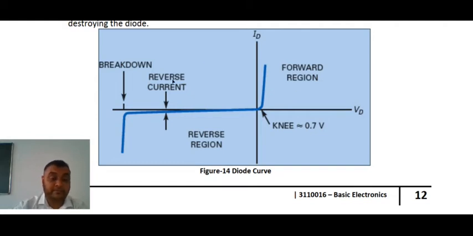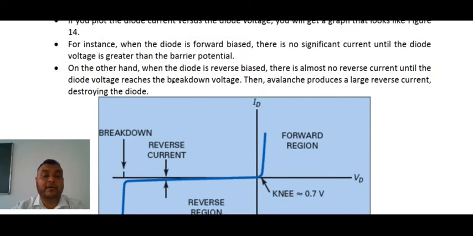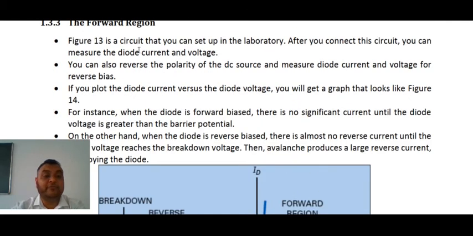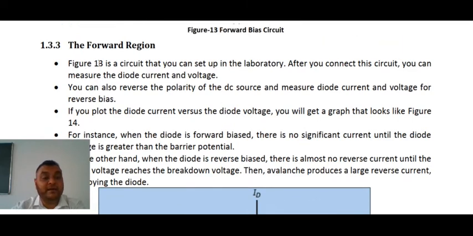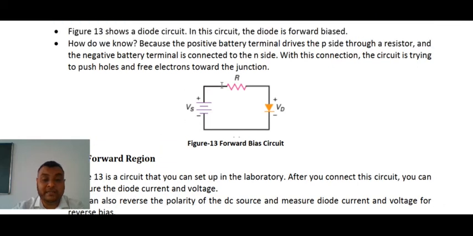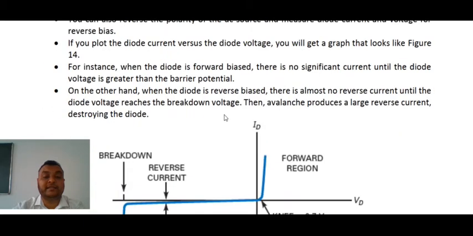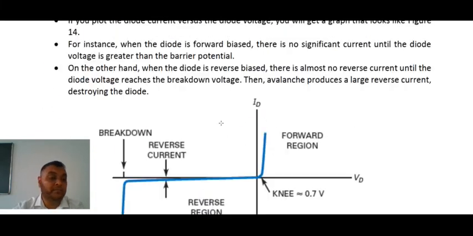Now we will see what the theoretical statements are regarding this characteristic. Okay, now we will first discuss the forward region. As you see in the figure, there is a circuit that you can set up in the laboratory. After you connect this circuit you can measure the diode current and voltage. जो circuit हमें यहाँ पे दी हुई है वो अगर हम हमारे लेबोरेटरी में सेटअप करेंगे तो हमें कुछ इस तरह की कैरेक्टरिस्टिक यहाँ पे मिल जाएगी.